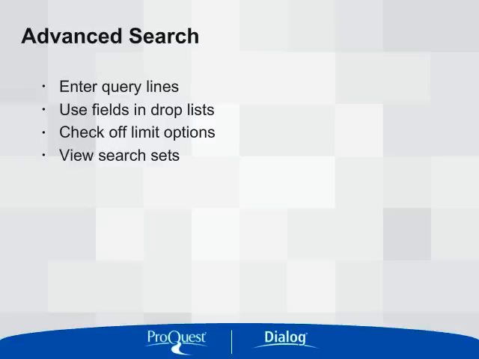Advanced Search gives added flexibility with the ability to combine concepts onto a search form with multiple query lines and the ability to focus on particular fields in the database. Limit options are built into the search form, which you can incorporate into your strategy with a checkbox or drop list. You can also preview result counts and analyze what you have done so far.